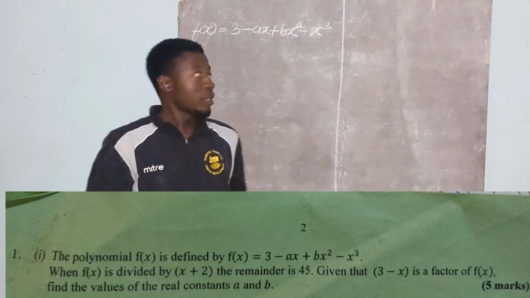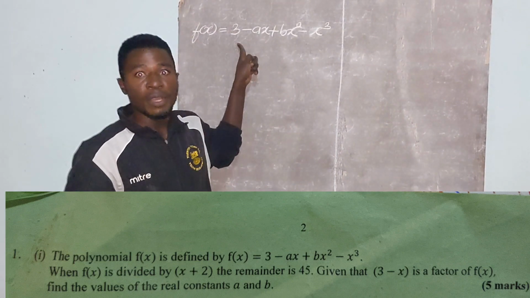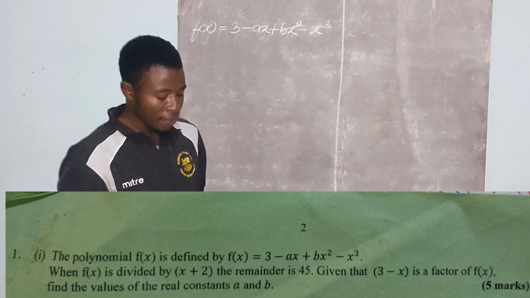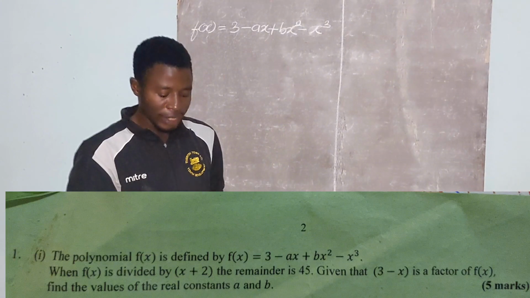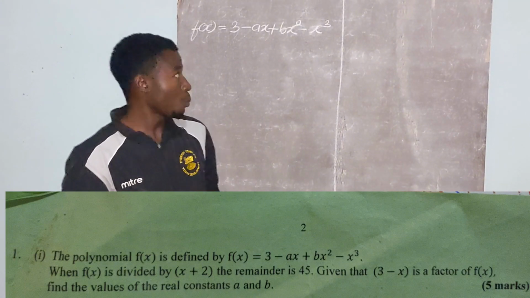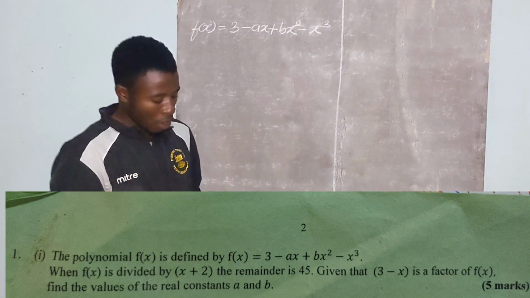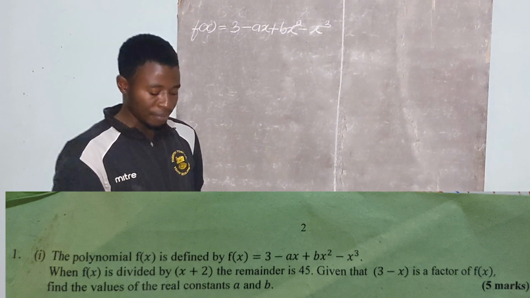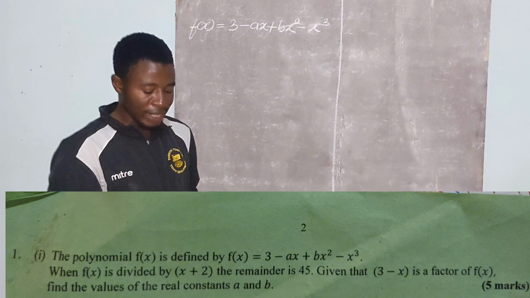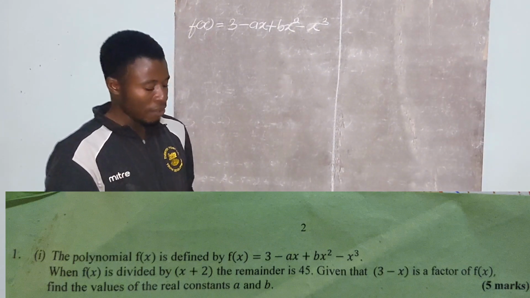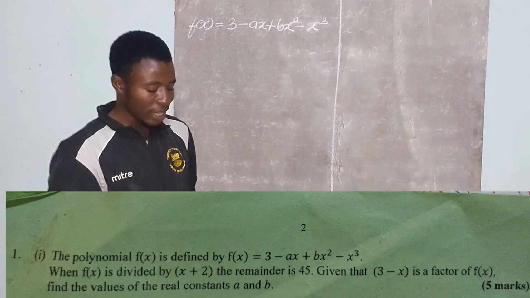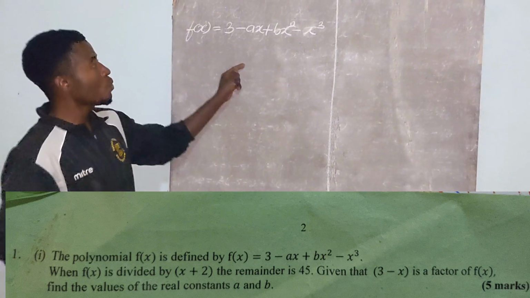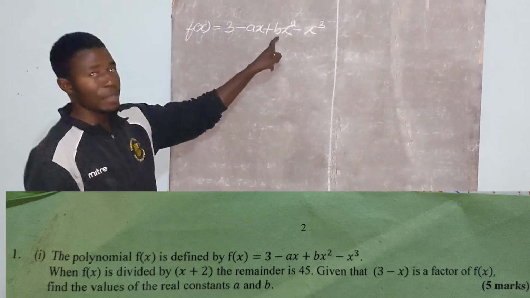We are solving the first question here today. We'll be on polynomials. Let me read out the question. The polynomial f of x is defined by f of x equals 3 minus ax plus bx squared minus x cubed, as you see on the board. When f of x is divided by x plus 2, the remainder is 45. Given that 3 minus x is a factor of f of x, find the values of the real constants a and b.